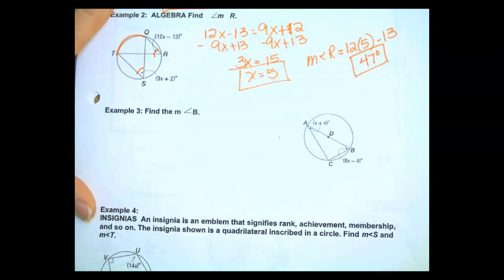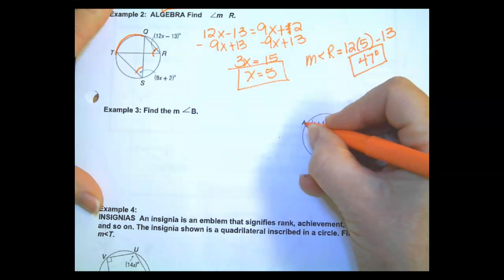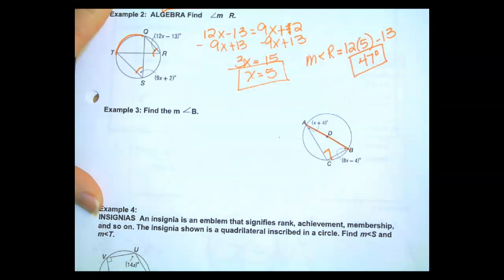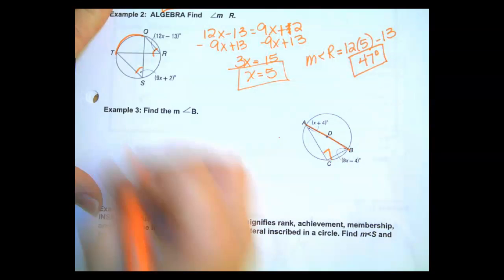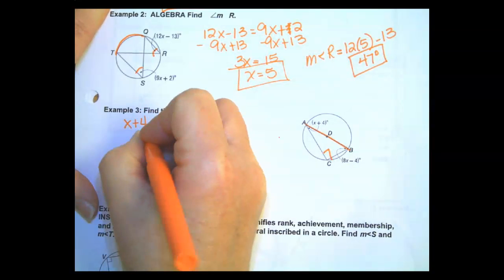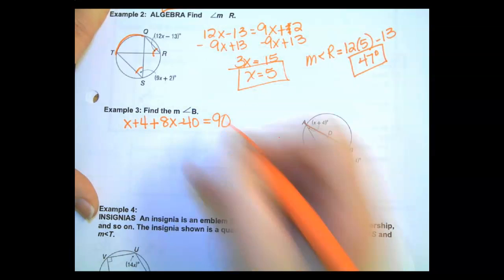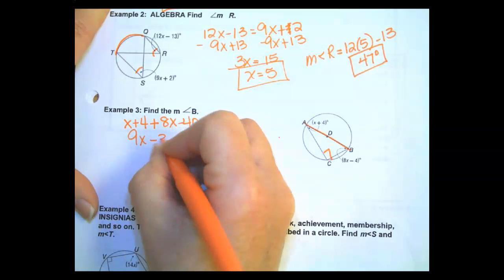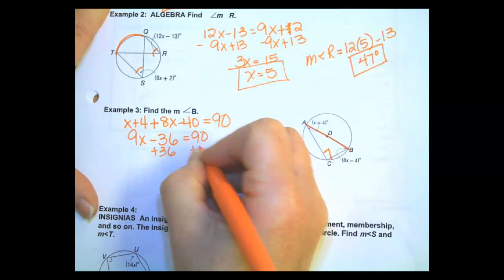All right, find the measure of angle B. So here's angle B. We know that this is the diameter, so that means this is a right angle. All three of these equal 180, or since this one's 90, both of these two together equal 90. So x plus 4 plus 8x minus 4 equals 90. Combine like terms, I have 9x and negative 36 equals 90.